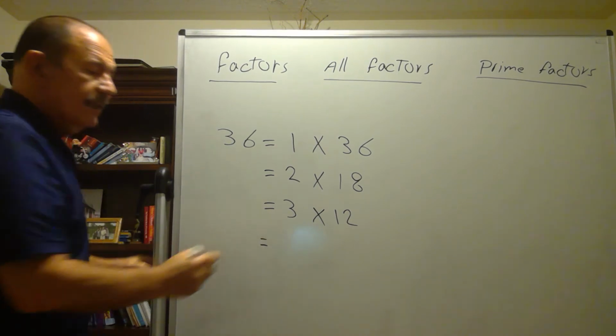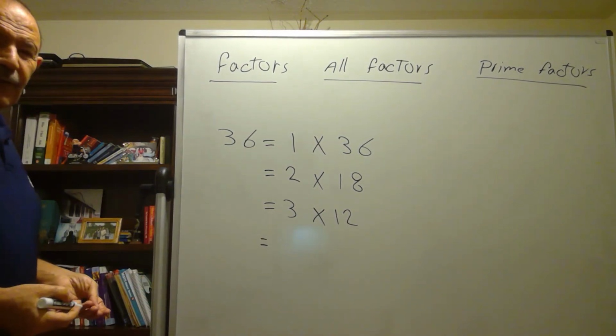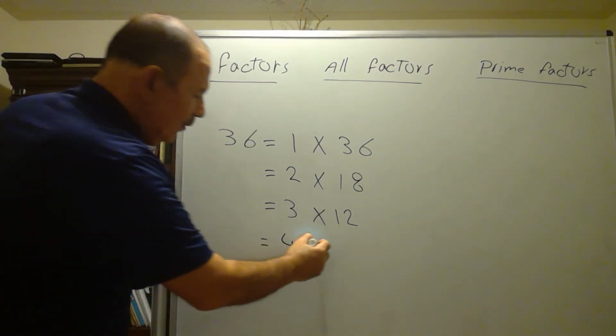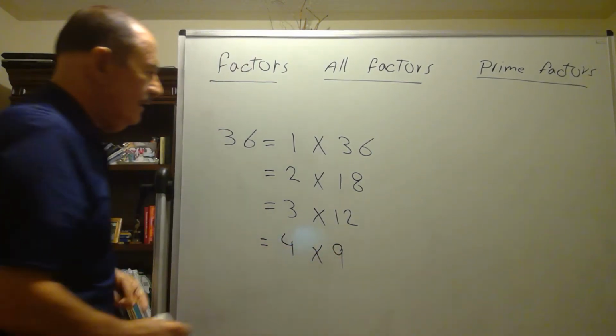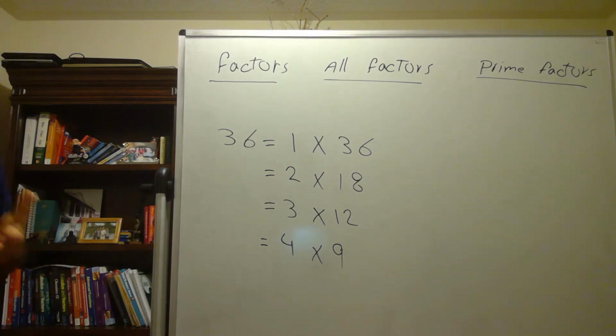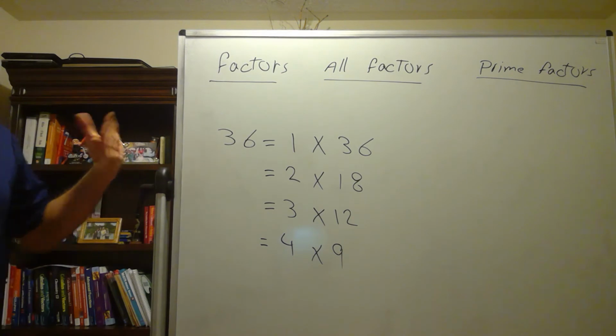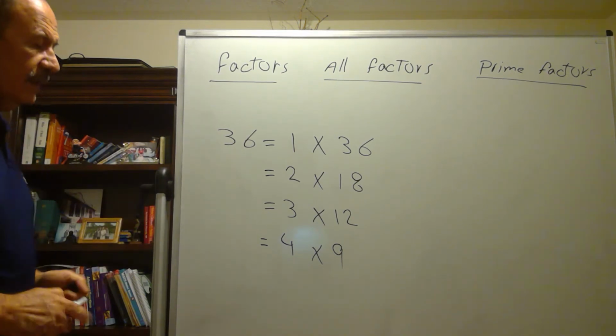Okay, and 36 is divisible by 4, it's gonna be 9. Remember, if the last two digits of a number are divisible by 4, that number is divisible by 4. I explained it in a different video.